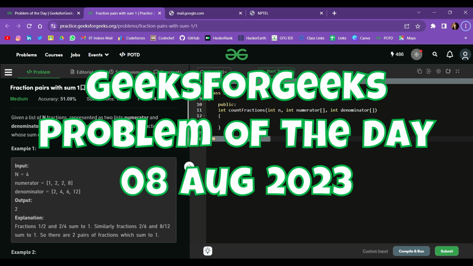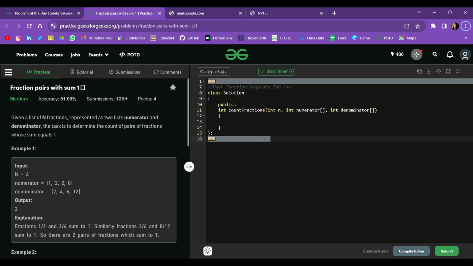Hey, hello everyone. Today we are going to solve this problem of the day from GFG, fraction pairs with sum 1. So we have been given a list of n fractions which are represented by two lists, numerator and denominator, and the task is to determine the count of pairs of fractions whose sum equals 1.